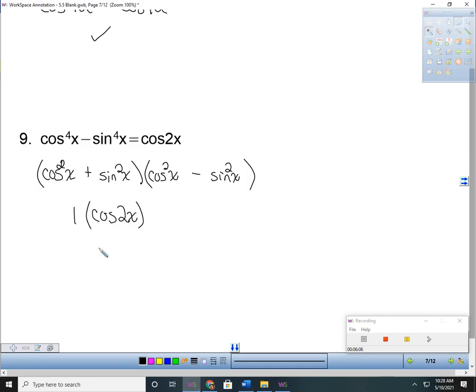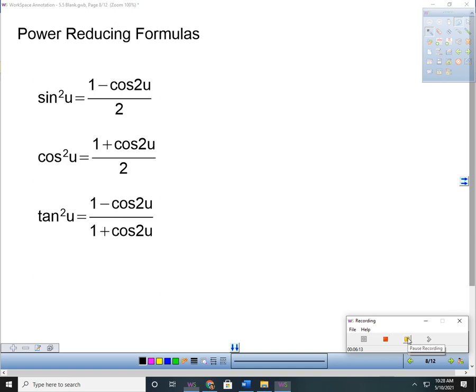And 1 times cosine 2x is cosine 2x, which is the same as the other side, and I'm finished. Now let's talk about our power reducing formulas.